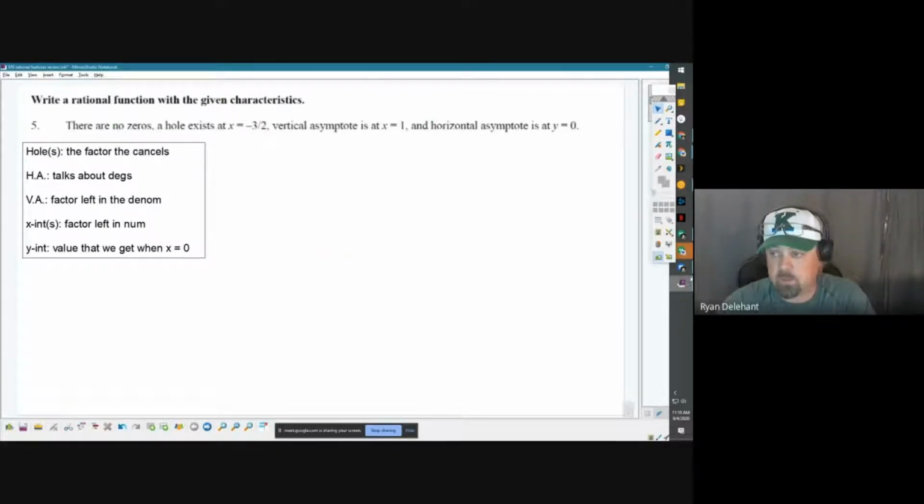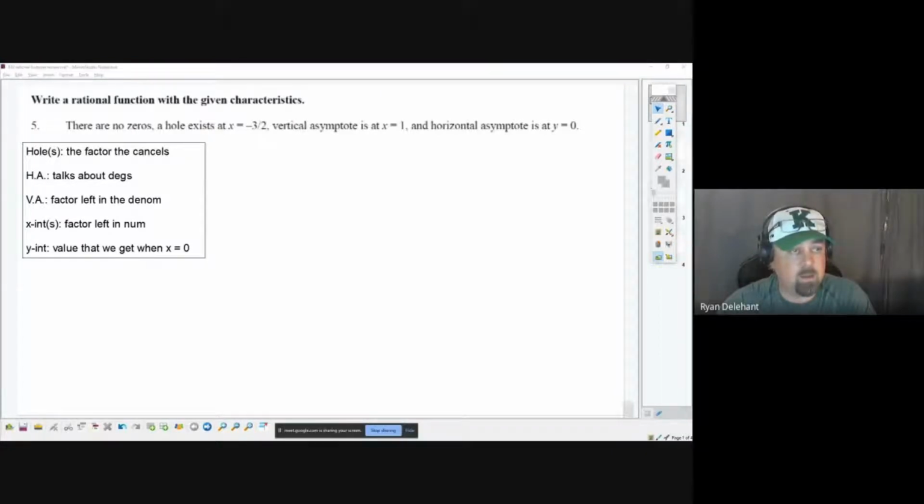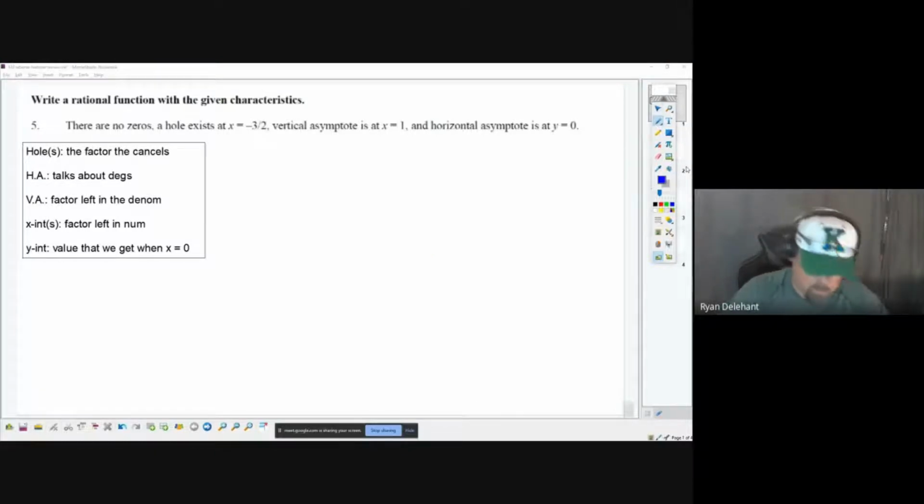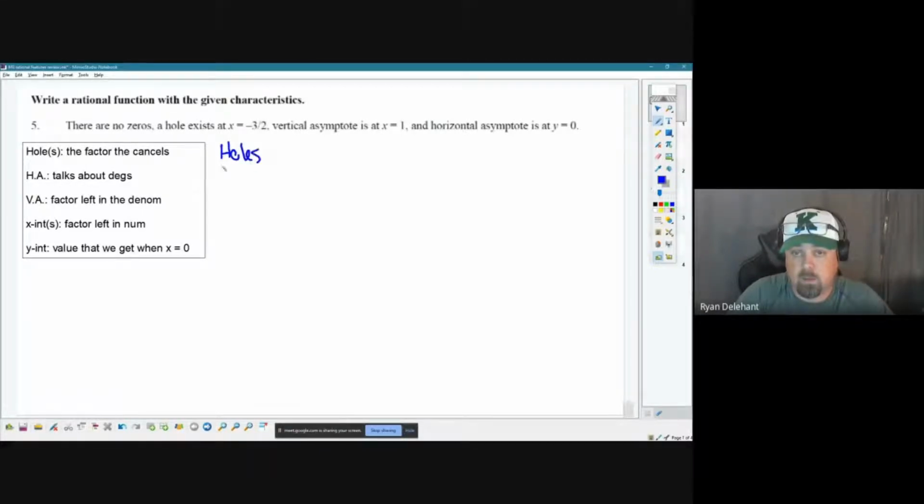Now I think what also makes this tougher is that we don't have all of these features listed for each one of these problems. So let's go through and just list what we have. So this one says, let's start with holes. This one has a hole and it tells you its x value is at -3/2. It has a horizontal asymptote, and that is at y equals 0. It has a vertical asymptote, and that vertical asymptote is at x equals 1.